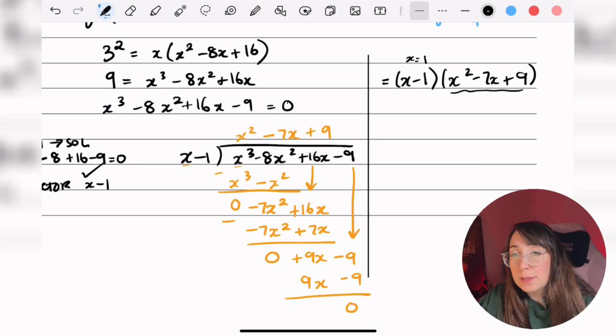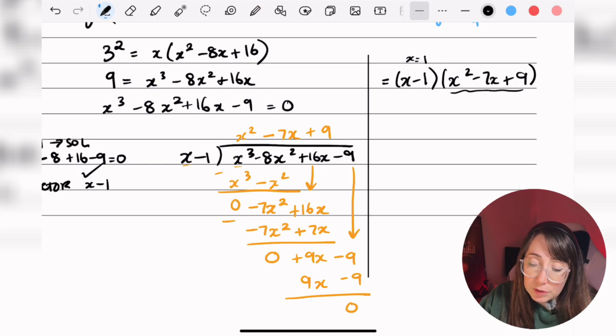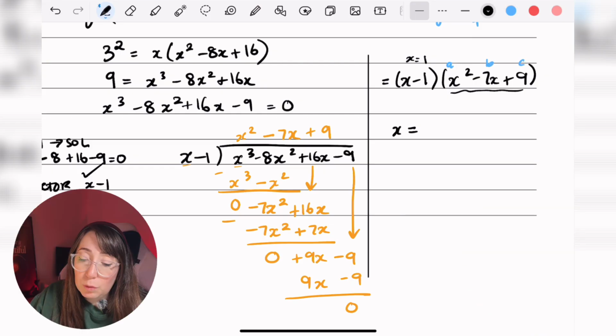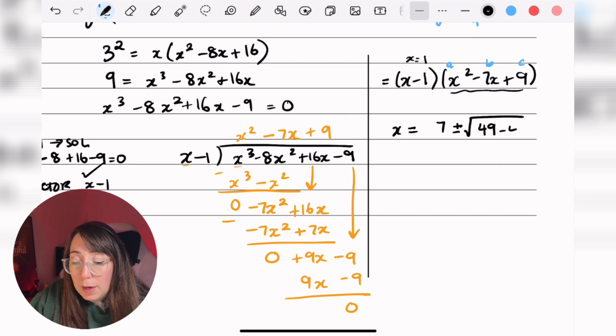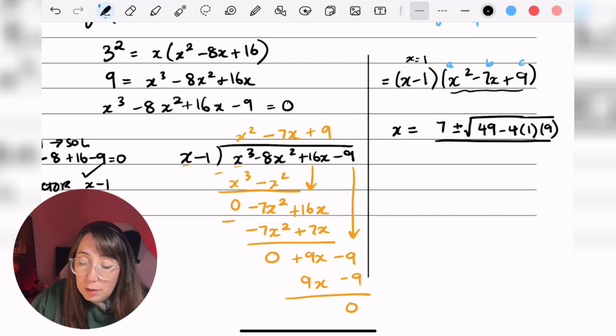Just because there's odd numbers and negatives, I don't want to deal with it. I'm just going to go straight into using the quadratic formula. So just to note, the quadratic formula will have the coefficients a equals 1, b equals negative 7, and c is equal to 9. And that's going to take me straight to my solutions. So quadratic formula, negative b, so minus minus is a positive, plus or minus the square root of b squared, so that's 7 squared, minus 4ac, all over 2a.